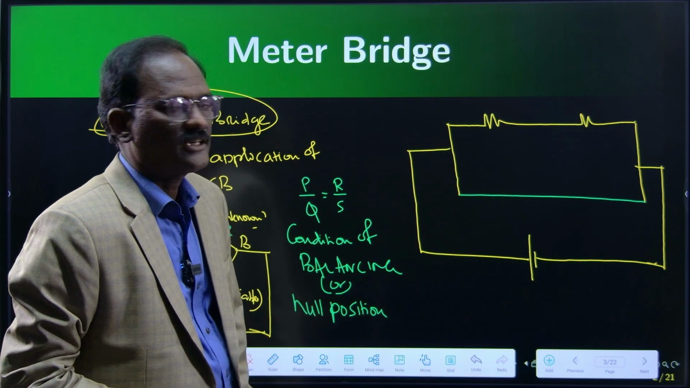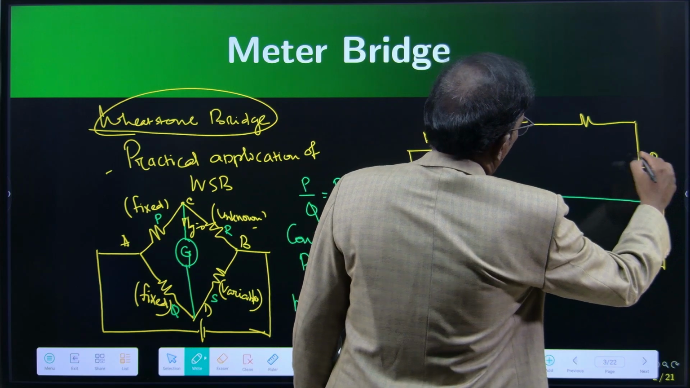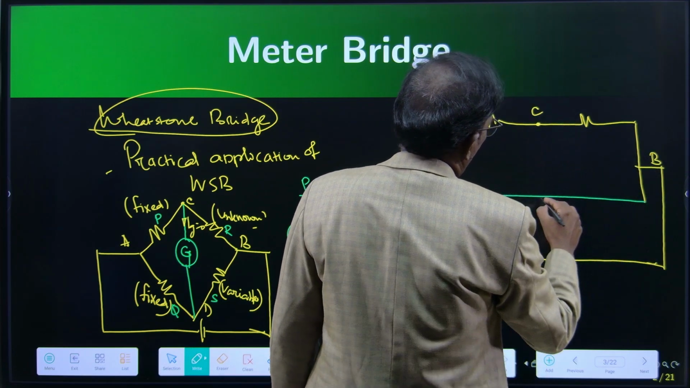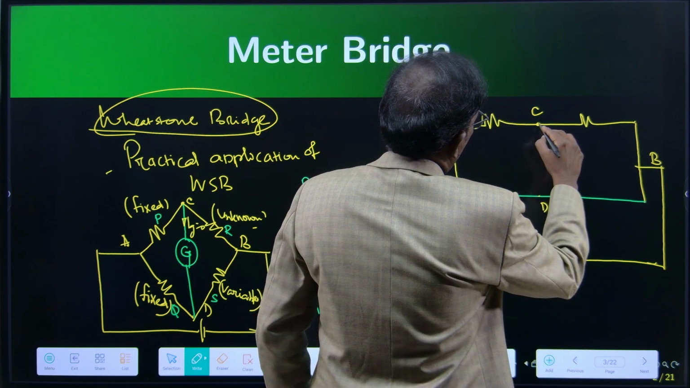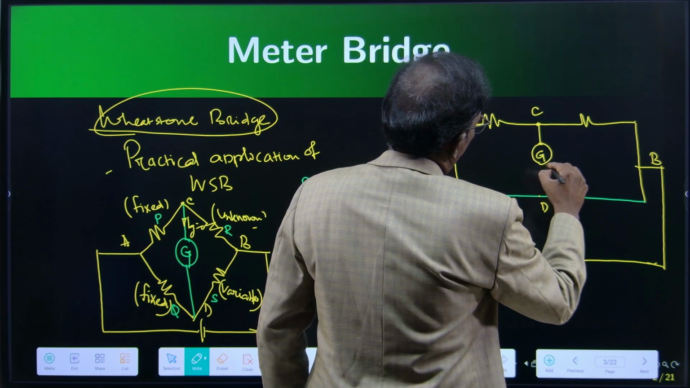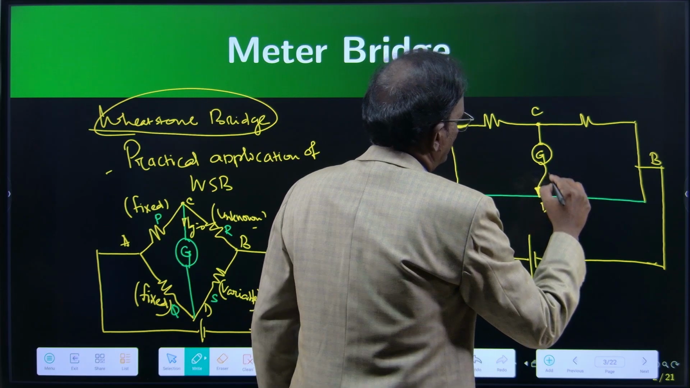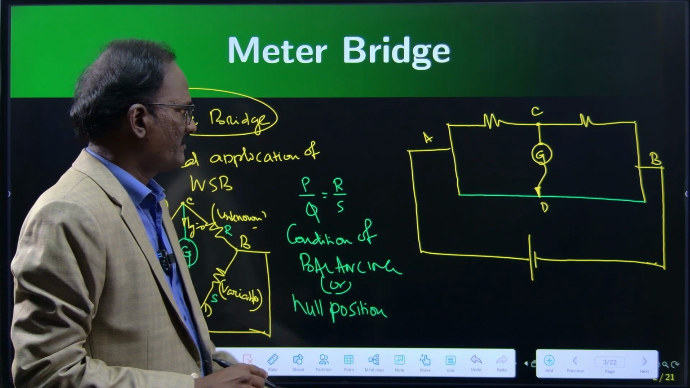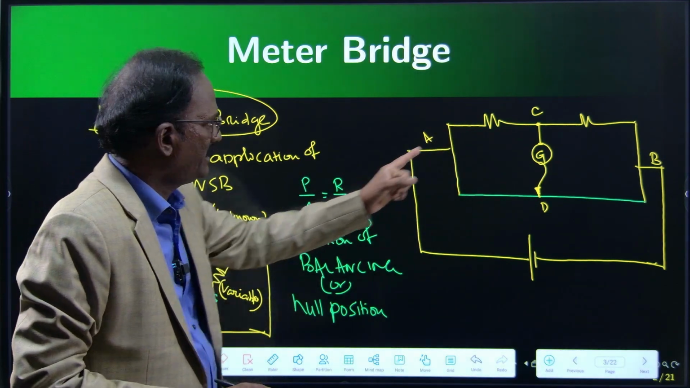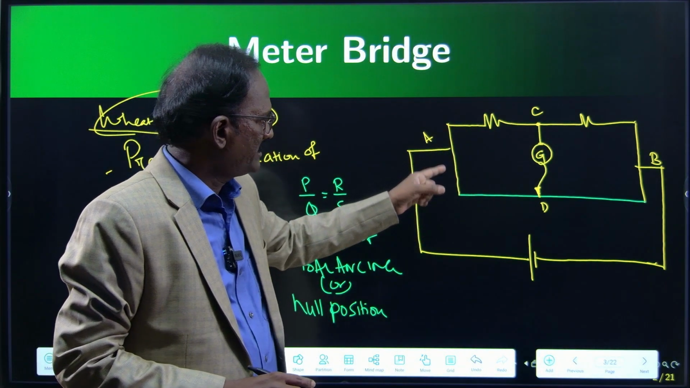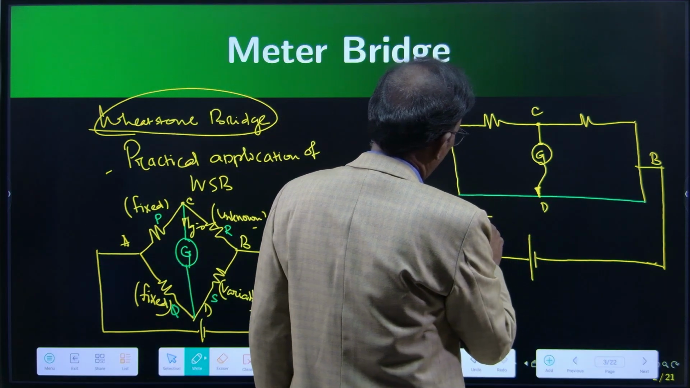This is the simplest diagram of a meter bridge. Terminal A, terminal B. This is C and this may be D. Between C and D, the galvanometer is connected. Yes, this is the simplest form. A and C, one value. C and B, another value of resistance. A and D, the green wire represents 1 meter length wire.